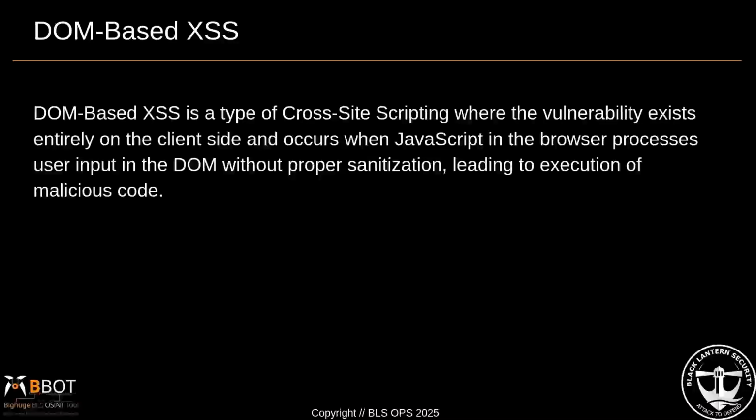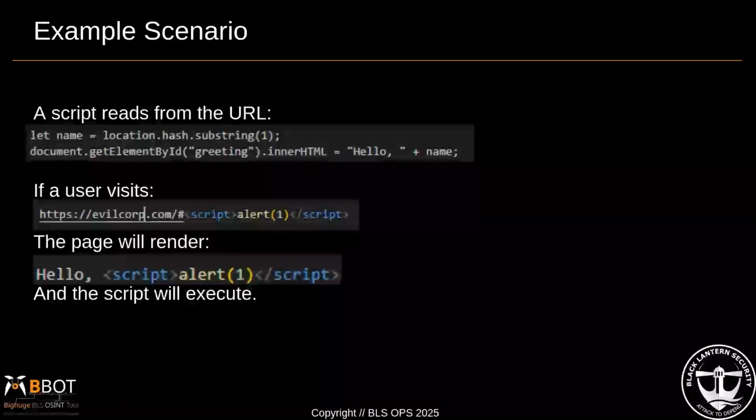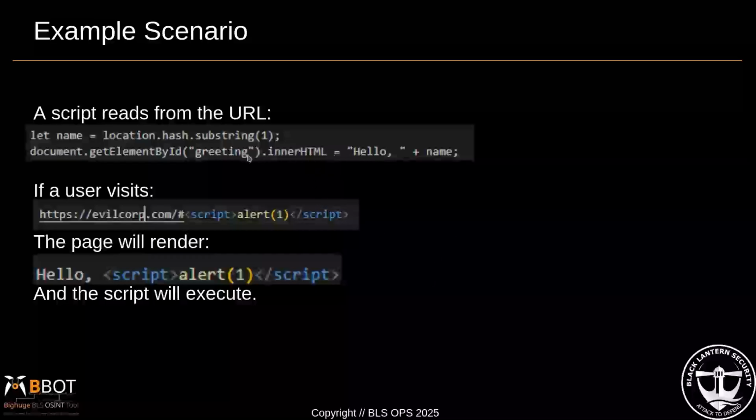This sucks, and it's complicated, and I hate it. But basically, the vulnerability exists entirely on the client side. It's whenever JavaScript processes inside of your actual browser. So it's doing something based on some malicious JavaScript tags that you can find, like innerHTML, getElementById. This is basically what it is. A script reads from the URL, this document.getElementById. If a user visits evilcorp hashtag script alert 1, the page renders this. So it's changing everything on the client side, so there's no actual server-side interaction.